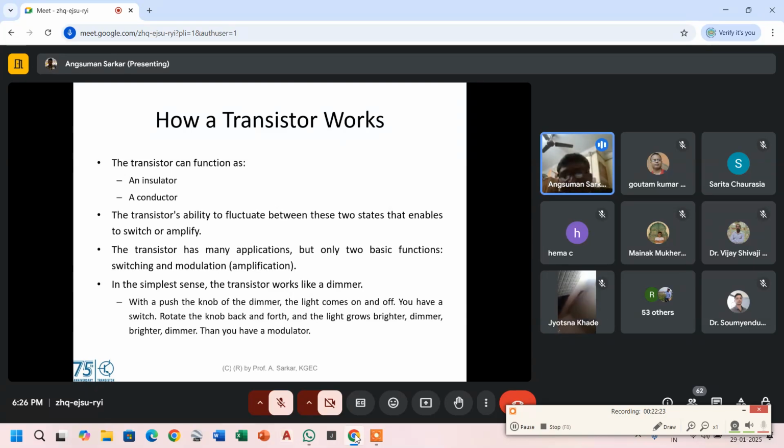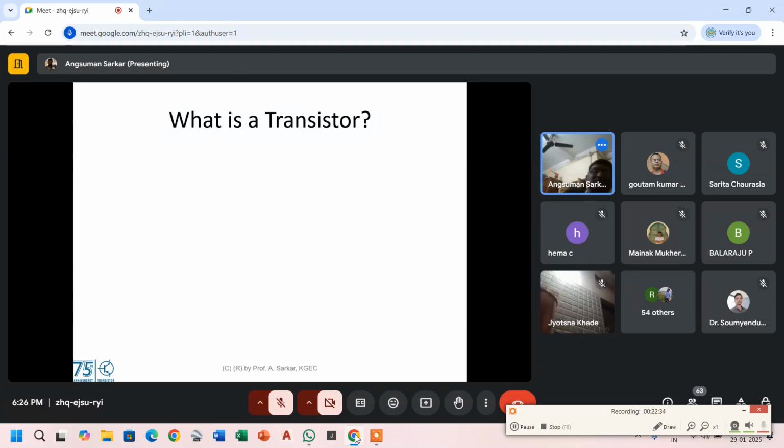A high current will obtain, or a very small current will obtain. We can call it in one case it is on, in the other case it is off. So that is the role of the modulator or the role of the switch. So what is a transistor?